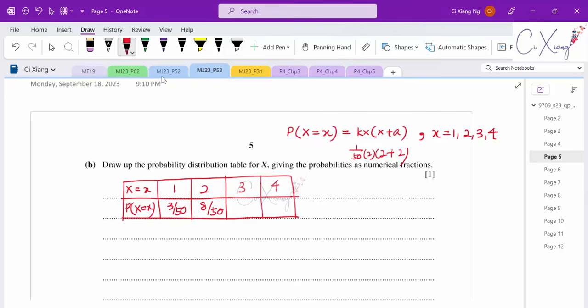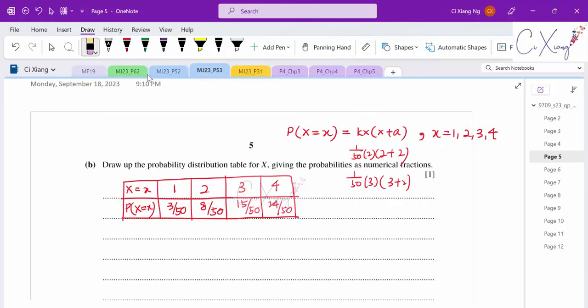Alright, then again, same thing happened for the 3. So you substitute 3, and I'm having 3 plus 2. Simplify this term, I'm having 15 over 50. Then lastly, we substitute x equals 4 into the formula also. Okay, and by right, you should have 24 over 50.